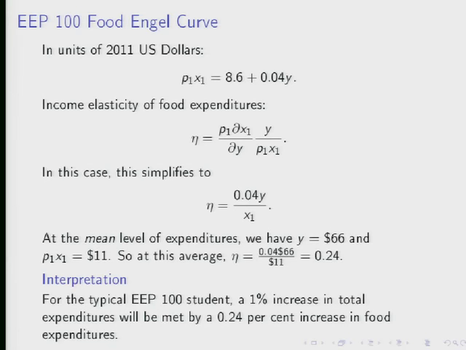So I'm multiplying and dividing by P1 because the data I've got for you guys is expenditures. I know how much you spend on food, but I don't know how many hamburgers you bought. So I want to convert these quantities into expenditures I can use to compute the elasticity. And I can do that by multiplying and dividing here. You'll see how in a moment.